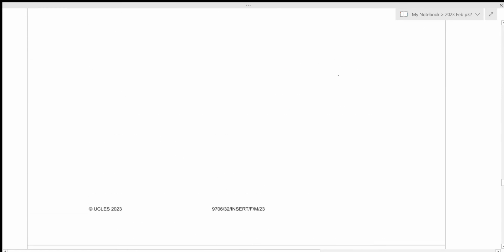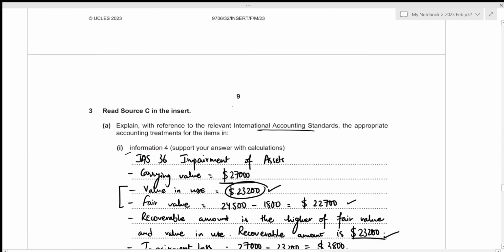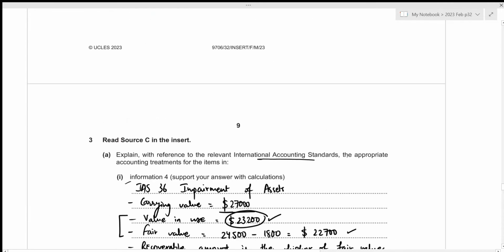For the second part, we need to prepare a statement showing the adjusted retained earnings at 31st December 2022. All right, we start with the given value of the retained earnings, which in this case is 86,000. So that will be our draft retained earnings, which is of 86,000. Okay, now we just need to go through each of the information.